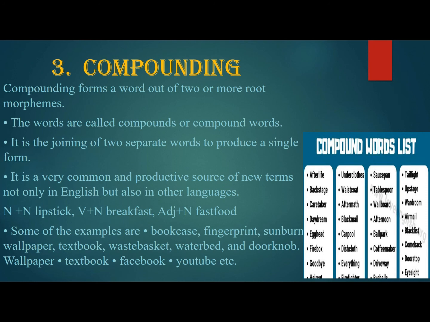Different categories of words can be combined together, such as noun plus noun. An example is lipstick. Verb plus noun: break plus fast goes to breakfast. And adjective plus noun: fast plus food goes to fast food. Some other examples are bookcase, fingerprint, sunburn, wallpaper, textbook, water bed, doorknob, Facebook, YouTube. There are thousands of more compound words, as you see in the picture I pasted there.